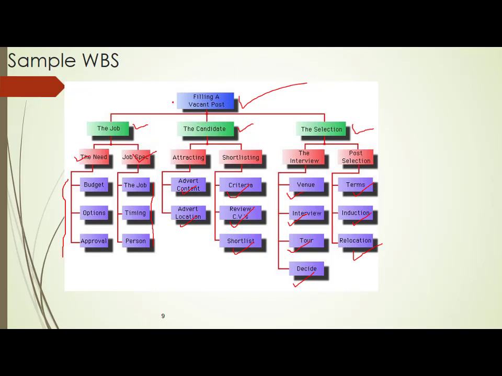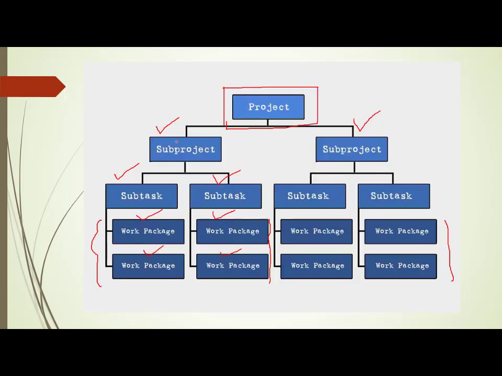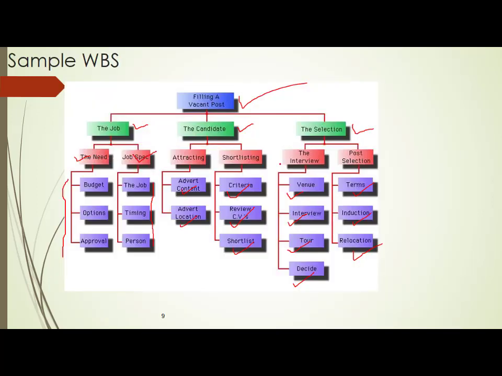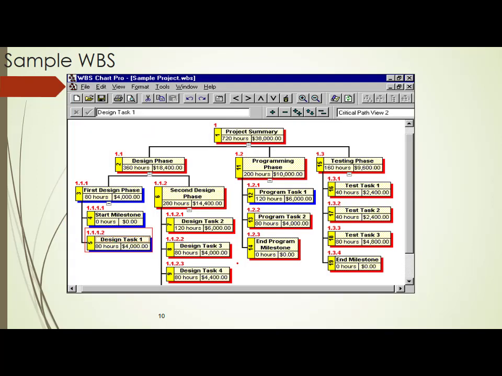So like this, you are basically dividing the entire project into a number of sub-projects, and each sub-project will be divided into a number of subtasks, and each subtask will be divided into a number of work packages. So this is called the work breakdown structure. See, this is a real implementation of a work breakdown structure.